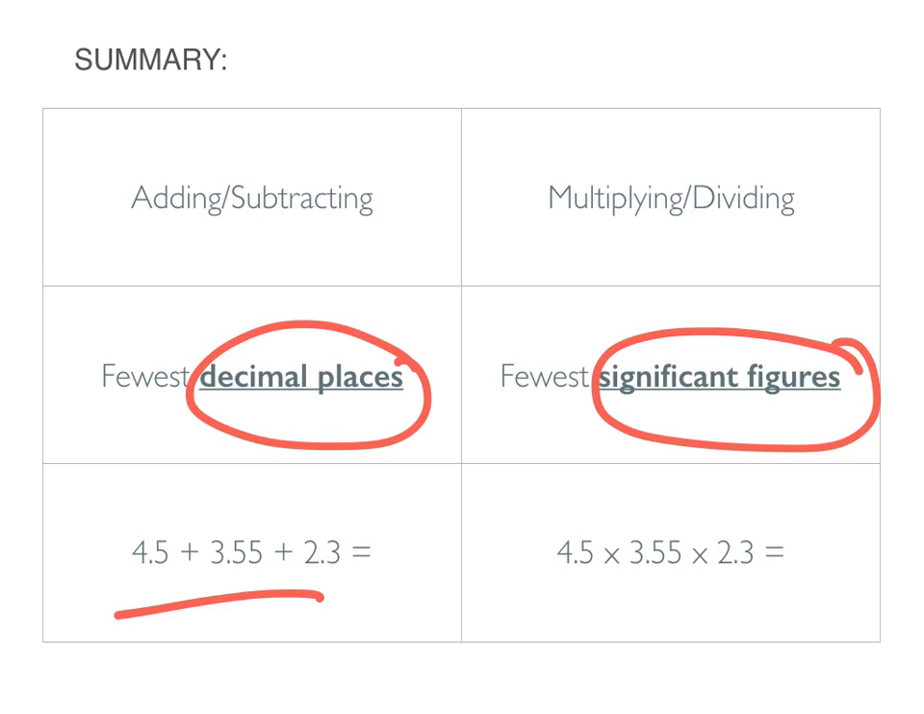So in your calculator, it says 10.35. But this only has 1 decimal place, and this only has 1 decimal place. So I can only have 1 decimal place in my answer. What's the correct answer? 10.4.